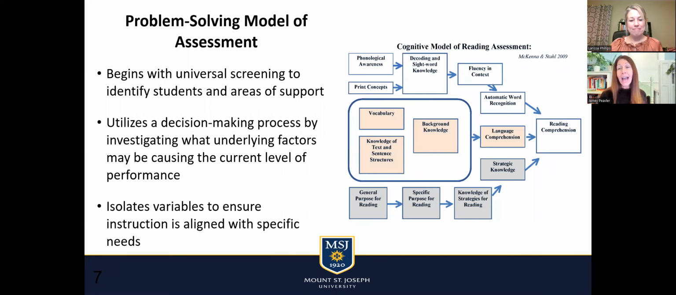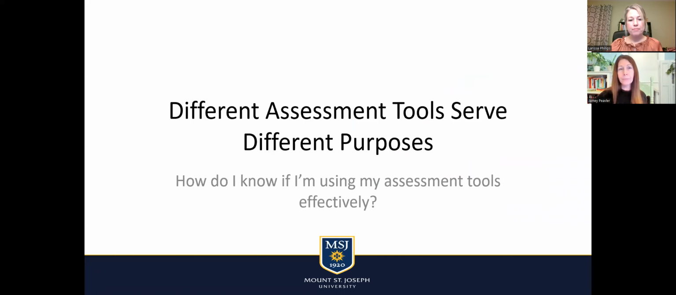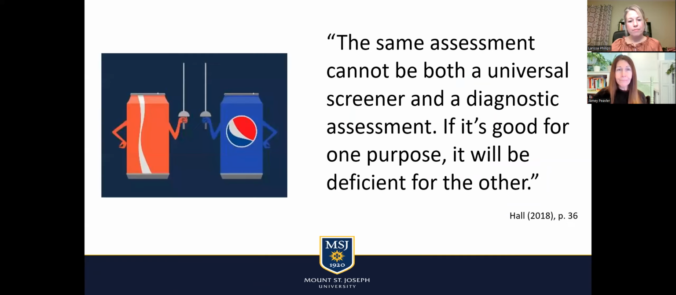And so the ultimate goal here is to be able to isolate the variables in our assessment tools. And so that means we have to really think about what's available to us. So I want us to talk for just a moment about the assessment tools that we have. And do we know if they're working for us?